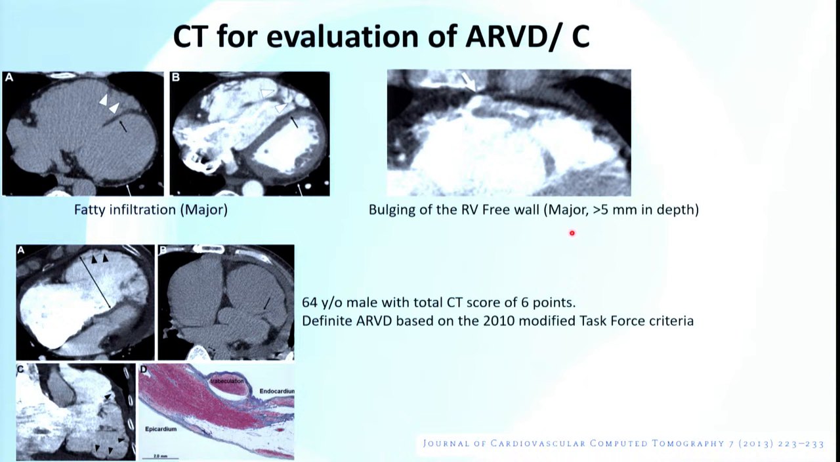And this is a case they describe in the paper. This was a case that had a pathological diagnosis of ARVD, a 65-year-old male who had a score of 6 out of 6 according to their proposed scoring system. So there's RV dilatation, there are areas of RV bulges here, there is some fatty infiltration seen as well, and then of course the biopsy proved that.